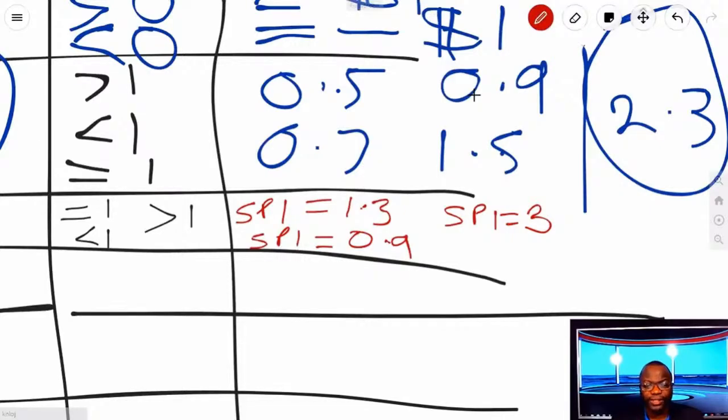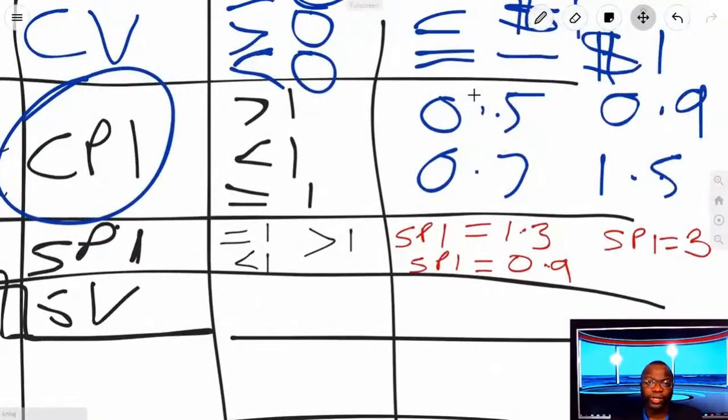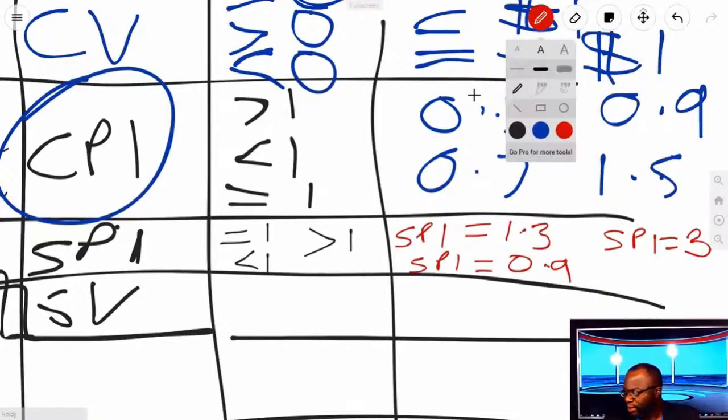So note this, CPI is for cost, SPI is for schedule. SPI cannot tell you how efficient you are in terms of the cost. You need the CPI to tell you that, all right? So SPI is strictly for schedule. The same thing when we take a look at schedule variance. We take a look at schedule variance here.